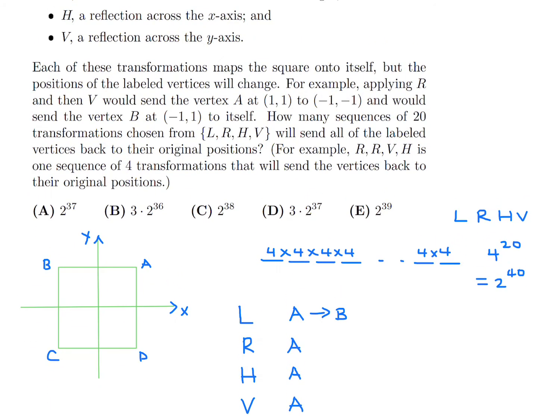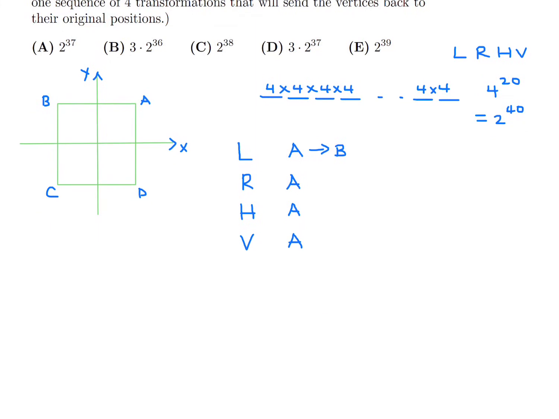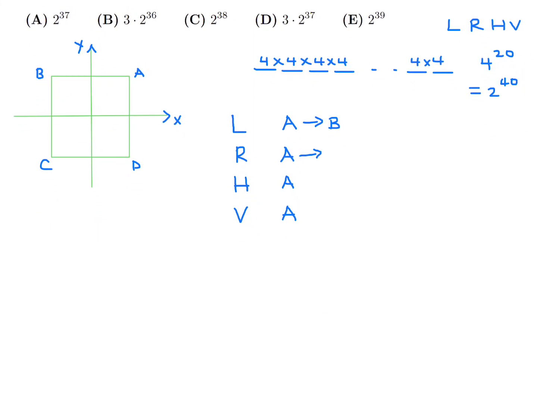And then I think x-axis and y-axis are relatively easy. So this goes to D. Reflection in the x-axis, well, that's easy. You just go to D. And then across the y-axis, it would go to B. Okay. Now that's just for one move. We've got a whole bunch. We've got 20, right? What happens when I do a second move?